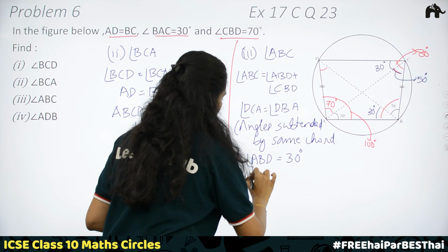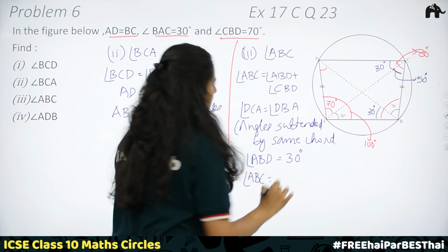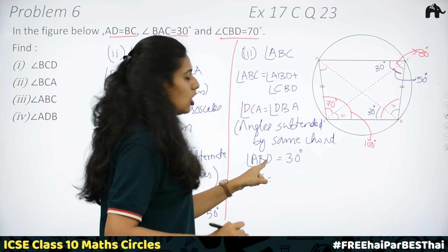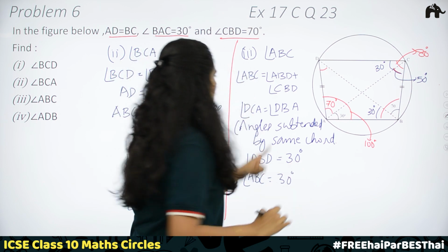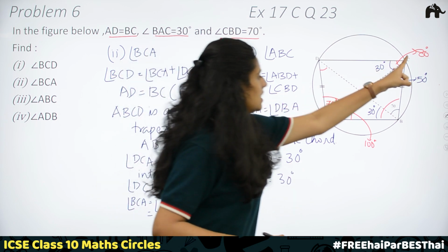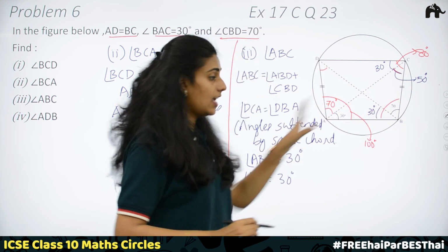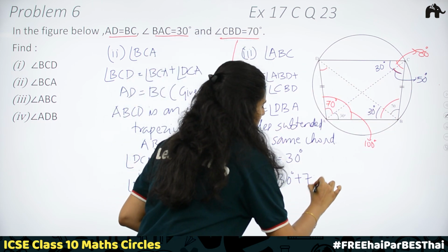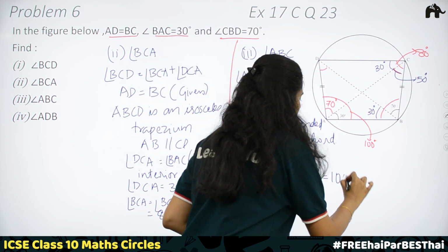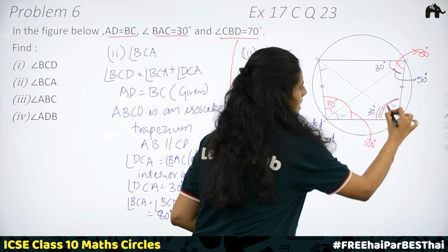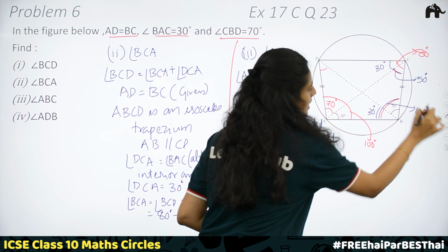Putting here, we get angle ABC is equal to ABD or DBA, which is 30 degrees, plus CBD. CBD is given in the question, that is 70 degrees. 30 plus 70, we get 100 degrees. This whole angle is equal to 100 degrees.